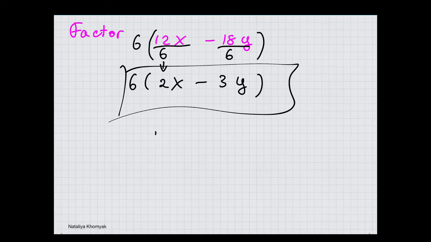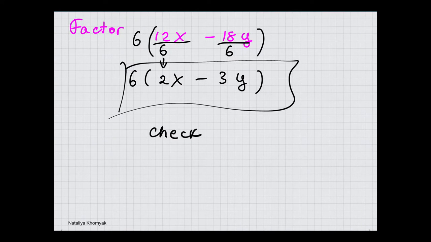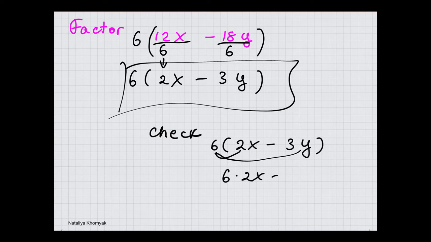Now to check, you distribute 6 into the parentheses. You have to be able to go back and forth. This is the only way you know if you factored it out correctly. So we distribute the 6 and we get 6 times 2x minus 6 times 3y. We get 12x minus 18y, and this is what we started with. So the factoring was done correctly.